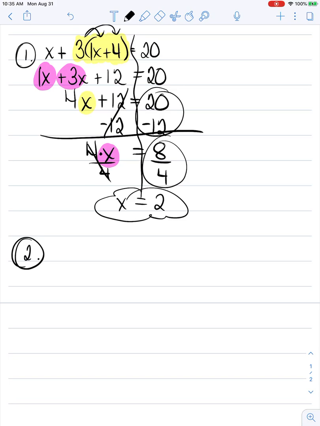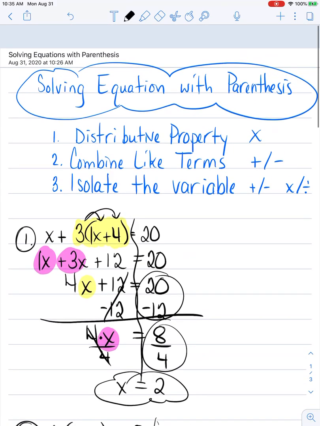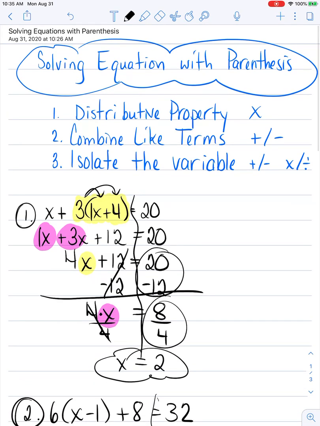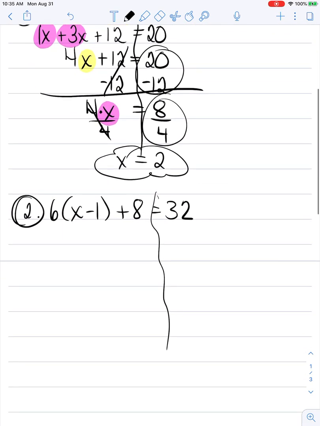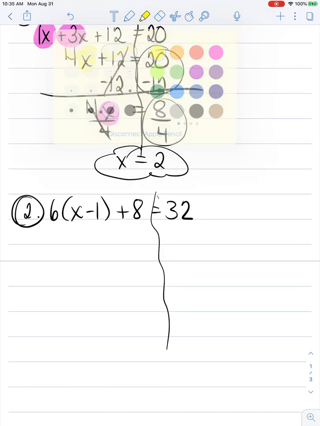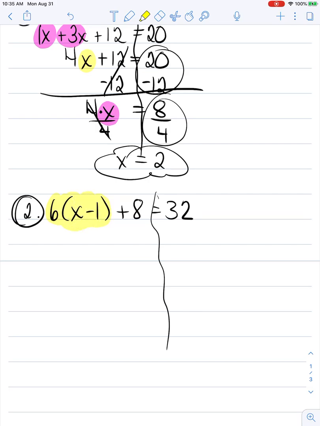Number 2, 6 times x minus 1 plus 8 equals 32. I always like to divide my equation at the equal sign. So step 1, and I always go back to these steps that we've written down. Step 1, do I have the distributive property? Well, when I look at this, I see parentheses, so yes, I do have the distributive property. So I bring everything else down before I start doing the distributive property.